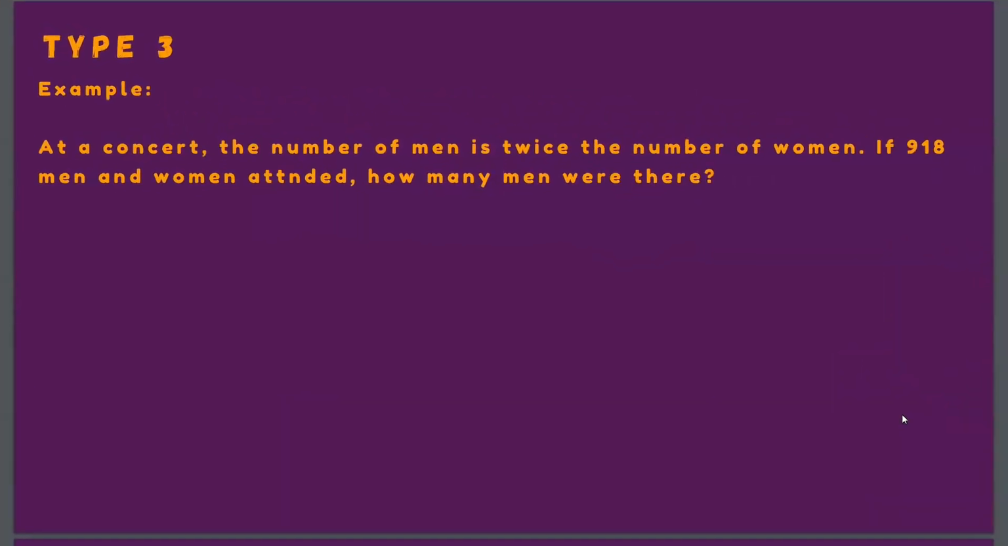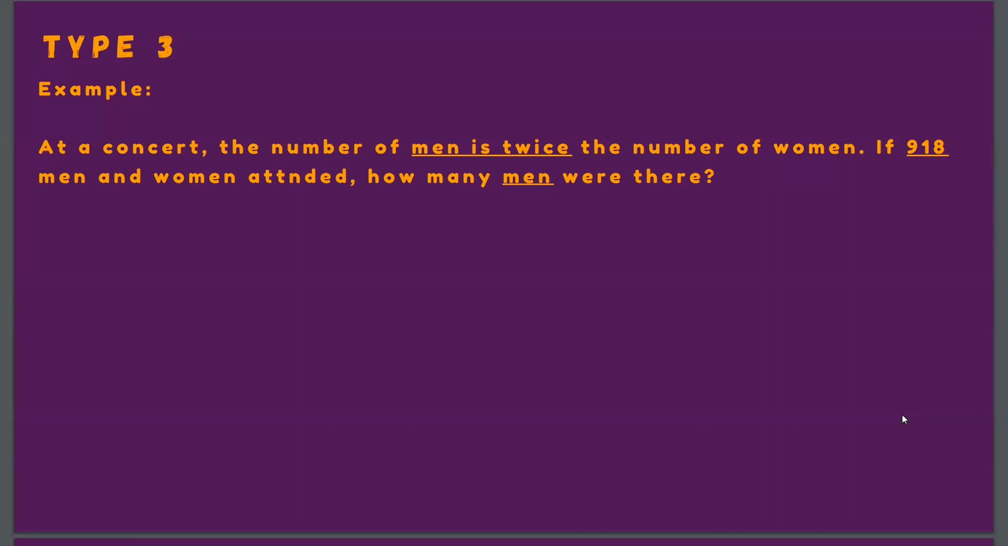Now let's look at a third type of unequal sharing. At a concert, the number of men is twice the number of women. If 918 men and women attended, how many men were there? Underline important words and details.